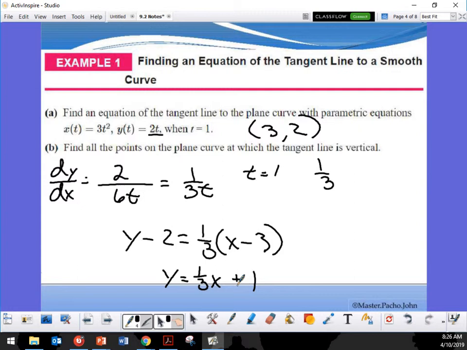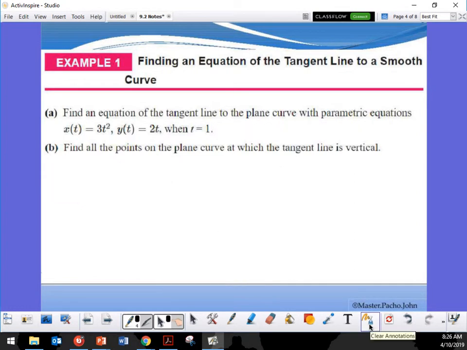All right, so let's go ahead with part B now. On part B, it says find all points on the plane curve at which the tangent line is vertical. All right, what do we say about vertical lines? dx/dt is equal to 0, right? Okay, so I need to have dx/dt equals 0. So I'm stating that now. So it's going to be 6x equals 0. So x equals 0, right?